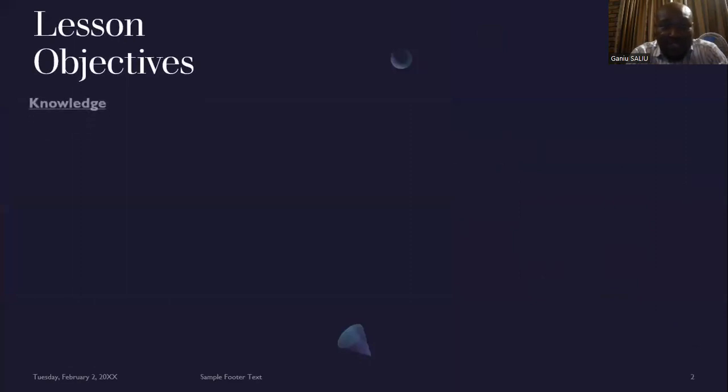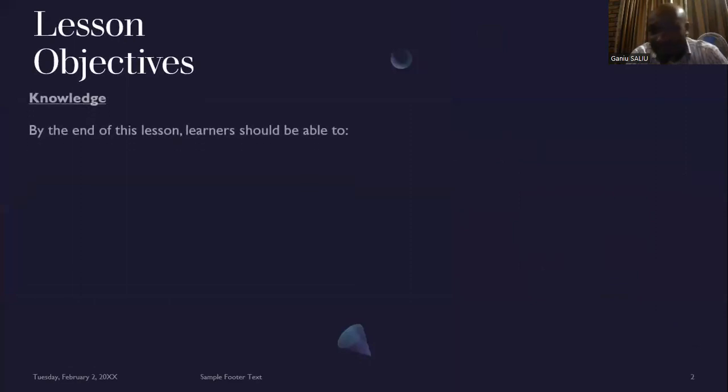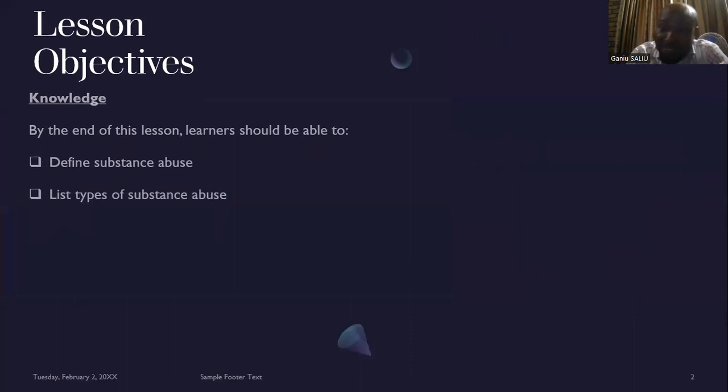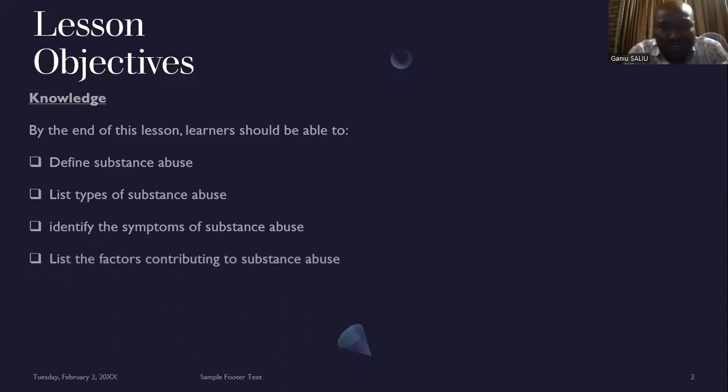Our objectives, like I said, under knowledge. At the end of the lesson today, you should be able to, first of all, define substance abuse, list the types of substance abuse, because there are types or forms. Identify the symptoms, the signs, how those that are abusing substance behave. You can see them by virtually looking at them; in most cases, you will know what is happening to them. List the factors contributing to substance abuse, after which there are some skills which you must have acquired by the end of this class.